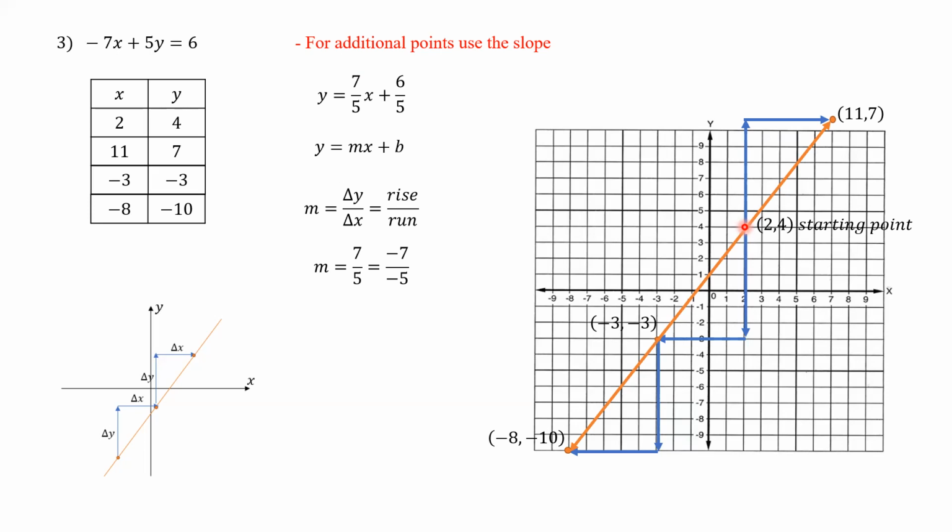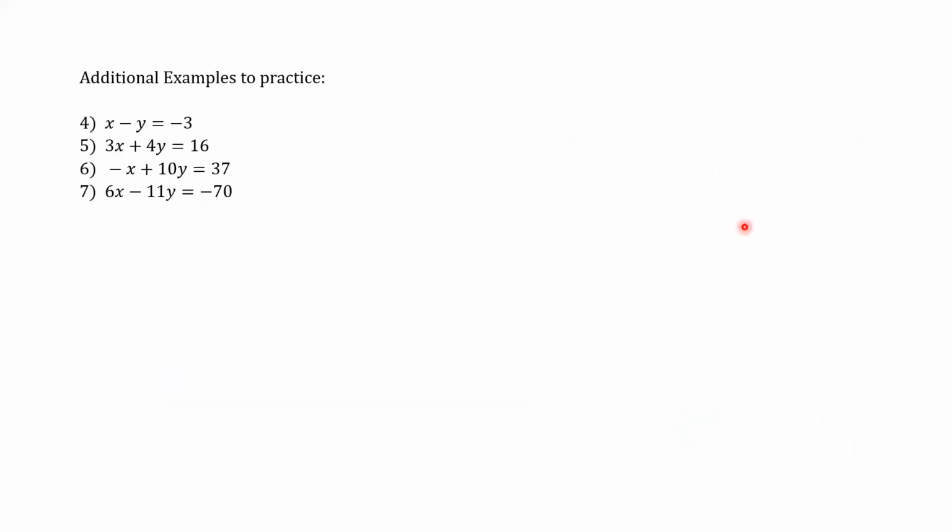And to finish this series, I would like to offer you these 4 additional examples of linear equations of the form ax plus by equals c. And I would like to offer you to graph them using ordered pair solutions with integer coordinates, which you can find with the methods discussed in this video.